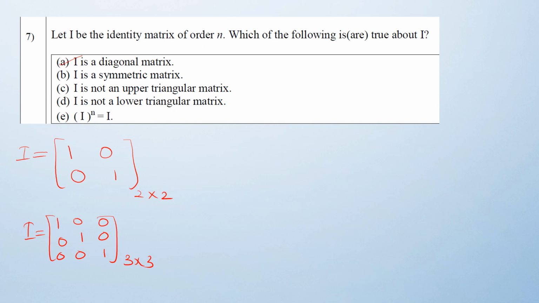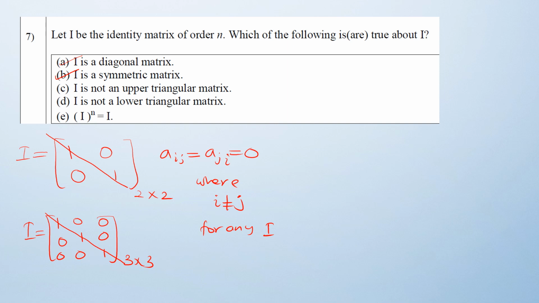I is a symmetric matrix. Yes, it is. It is symmetric over its main diagonal. Always Aij equals Aji equals 0, where i not equal to j for any i. So it is symmetric. What about E?